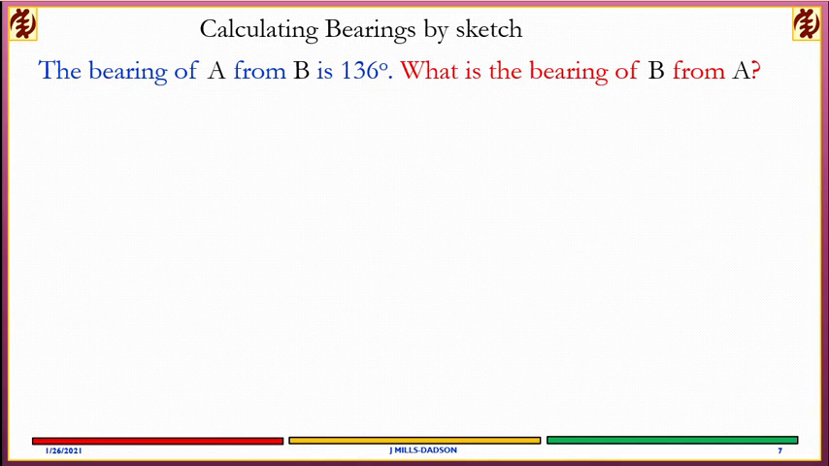The bearing of A from B is 136. What is the bearing of B from A? Okay. A from B means B to A.